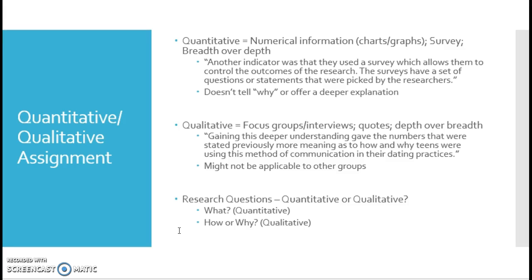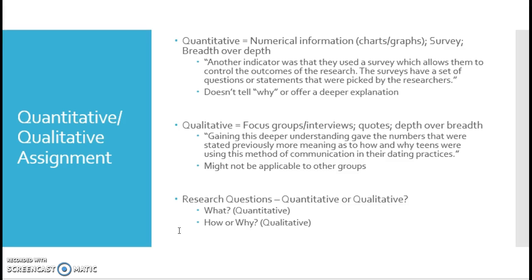about the two excerpts that you read from the Pew Research Center, and highlighted some good information about how you knew it was a quantitative versus a qualitative study. So I just want to highlight a few of those things. Many people mentioned numerical information itself, or charts or graphs. Some way of displaying the results was evidence that it was quantitative research, the first excerpt.